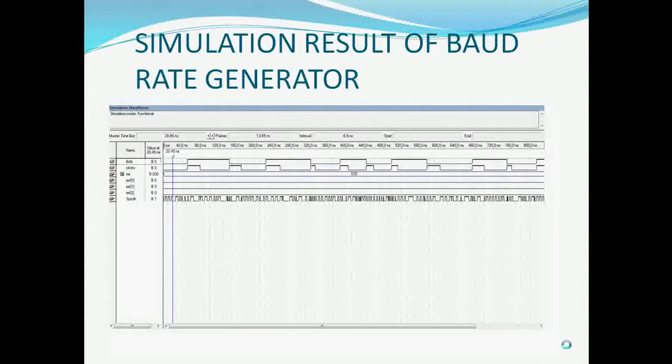Here is the simulation result. We can clearly see that for an input system clock, if the input select lines are 0, 0, 0, the output frequency is divided by 22 times. This means the time period of B clock increases by 22 times, which is shown there.